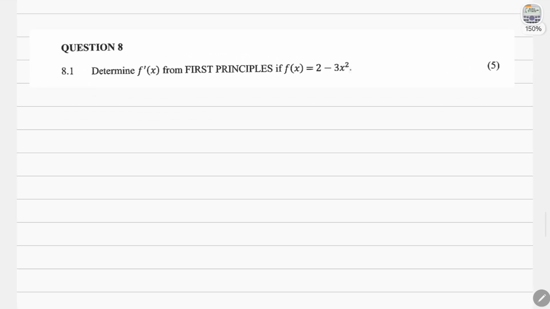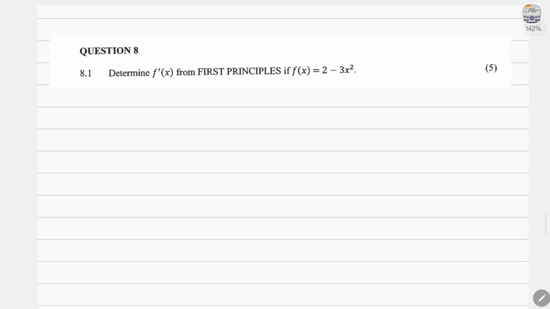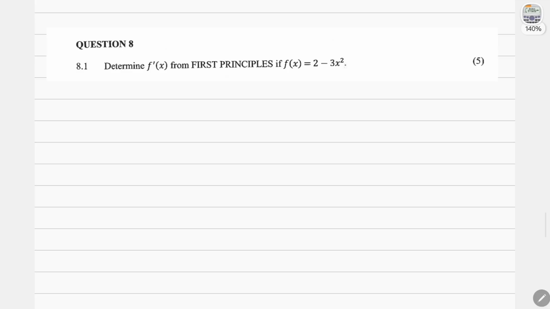Question 8.1 says, determine f prime of x from first principles if f of x is equal to 2 minus 3x squared. Okay, so we need to determine the derivative from first principles, meaning we need to find f of x plus h first. So wherever you see x, replace it with x plus h, and we have 2 minus 3 multiplied by x plus h all squared.